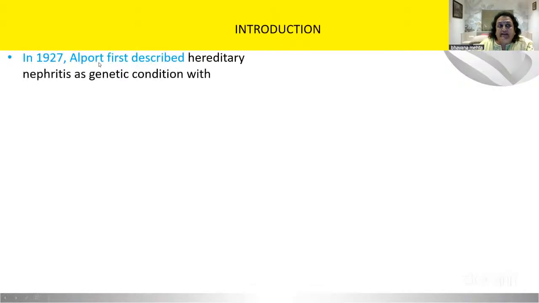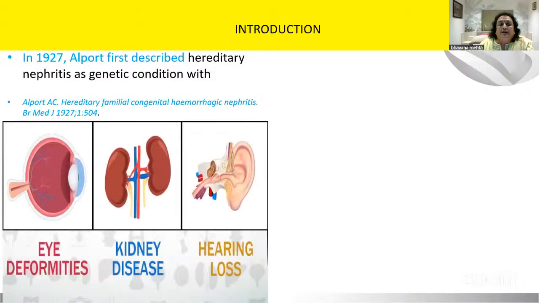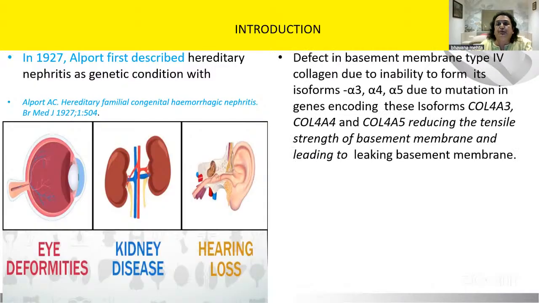In 1927, Alport first described hereditary nephritis as a genetic condition with abnormal kidney disease, hearing loss, and eye deformity. This was due to a defect in the basement membrane type 4 collagen, due to the inability to form its isoforms alpha 3, alpha 4, alpha 5, because of mutation in the genes encoding these isoforms: COL4A3, COL4A4, COL4A5. This reduces the tensile strength of the basement membrane and causes the symptoms.